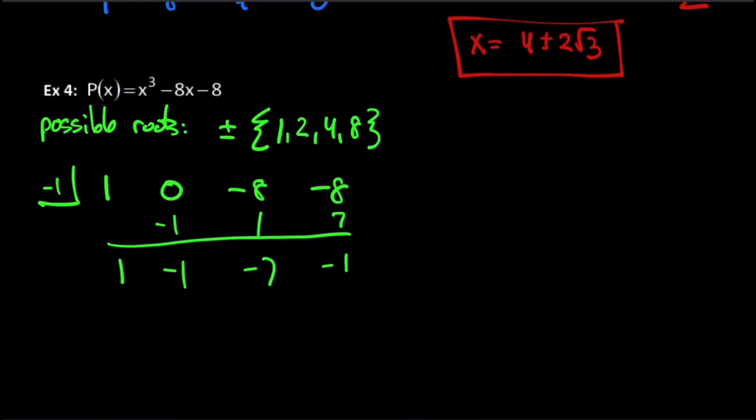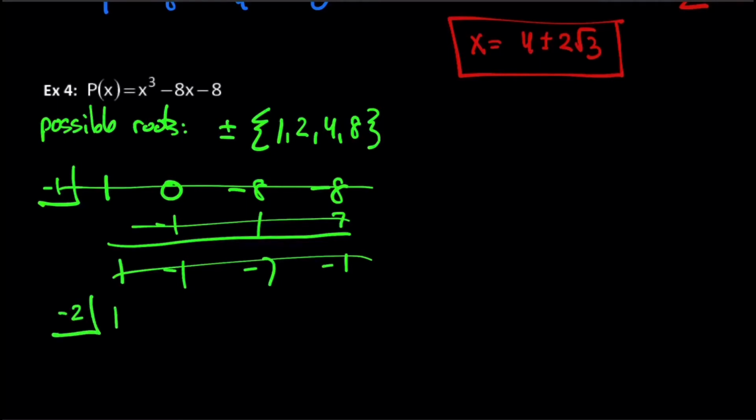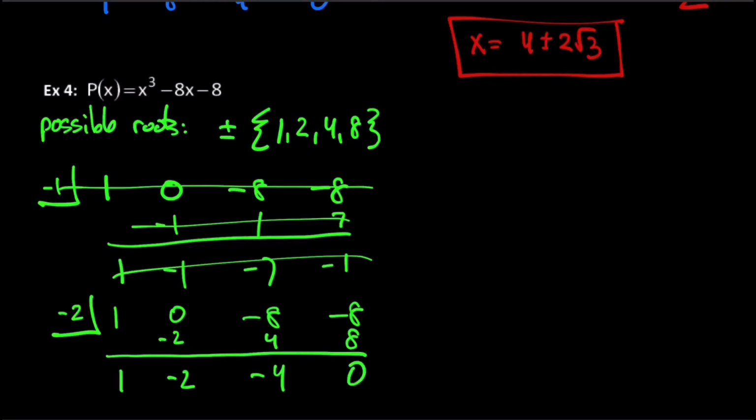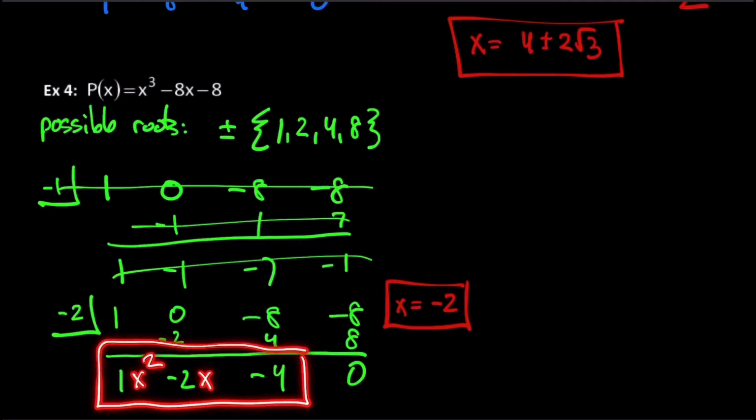All right, you don't have to erase it. I can't see the trials. Let's try, I don't know, negative 2. Got 1, 0, negative 8, negative 8. Bring down, multiply, add, multiply, add, multiply. Excellent, that one works. So I've got x equals negative 2 as 1 root. My depressed quadratic is going to be x squared minus 2x minus 4. There it is right there. Okay.